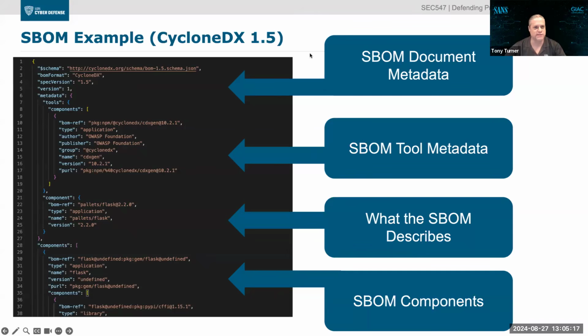We get some basic document metadata, just describing the document itself. We're not even getting into the contents of anything. Just what is it that we're looking at? We're looking at a software bill of materials, CycloneDX, version 1.5. An SBOM document itself can have versions. You may decide that you need to make a change to an SBOM that you previously issued, so you need to release a new version, maybe a version 1.1.